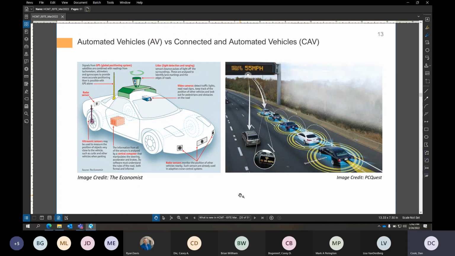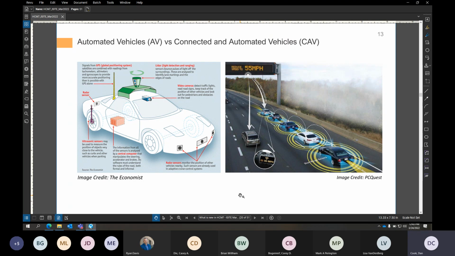I think we're all fairly familiar with autonomous vehicles versus connected and autonomous vehicles, but just to clarify that definition, when we talk about autonomous or automated vehicles, we're talking about vehicles that are performing in isolation. So it's a vehicle that can drive itself, it can maneuver around, it can read things, but it's not communicating with other vehicles. It's not necessarily communicating with the infrastructure. It's just doing what we do as human drivers. We're just driving.